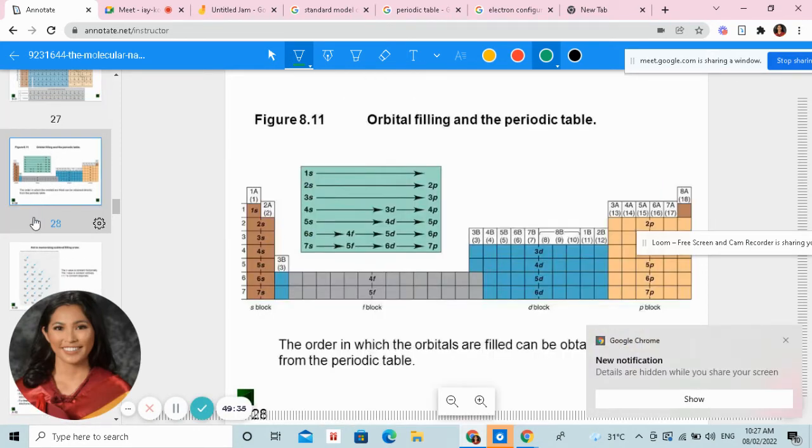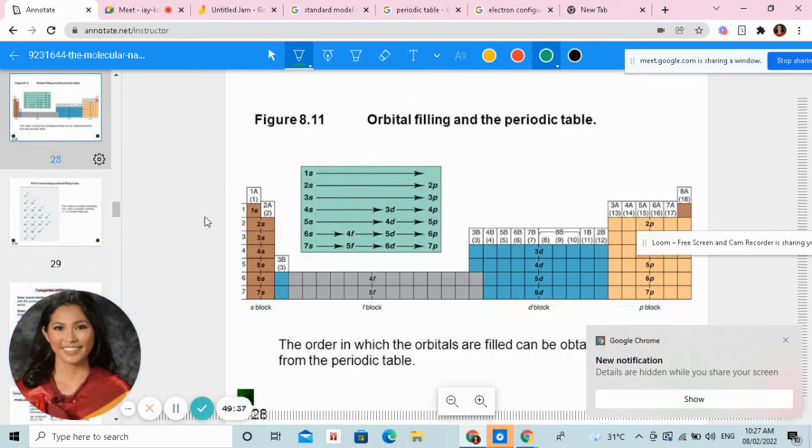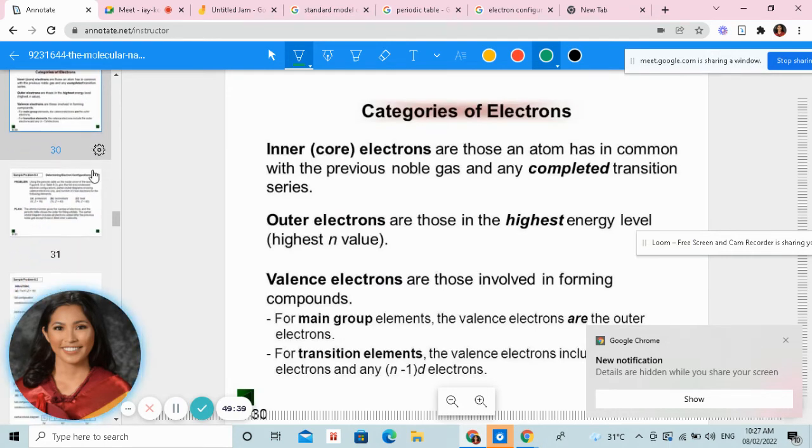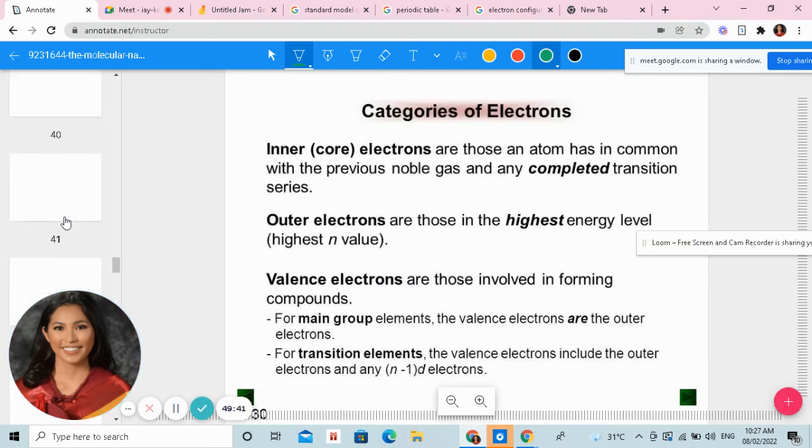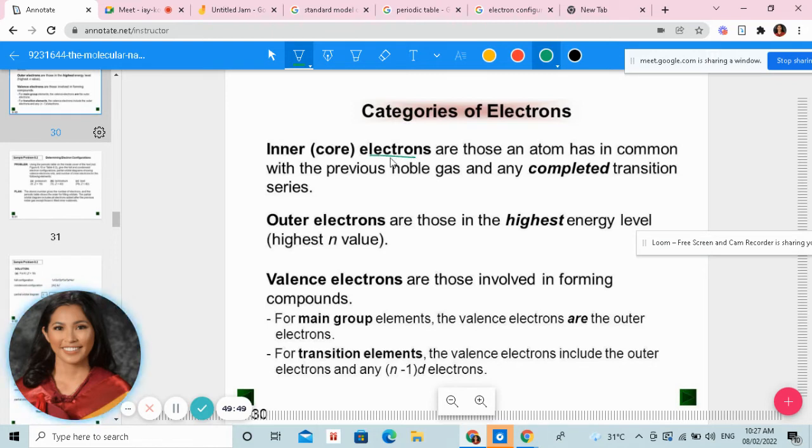Okay. So we have this one also. Hapit na jud. 31. Katunga na. Diba? So, nasa nato ni ha? We have inner core electrons. Unsa ron? Those an atom has in common with the previous noble gas and any completed transition.